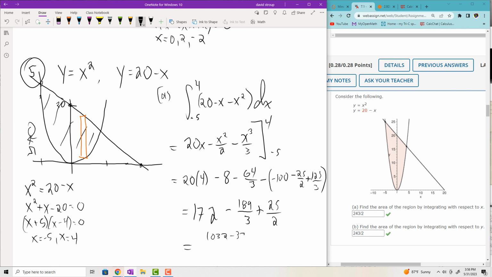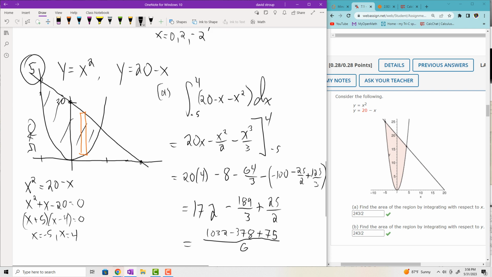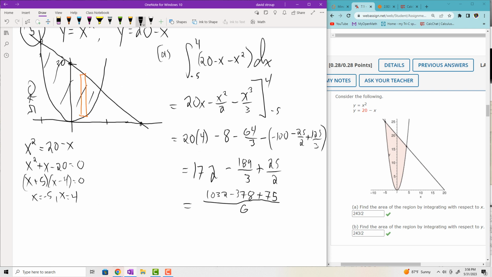2 minus 378. I'm not doing this in my head. I already have it written out, in case you're wondering. Oh, you must be really good at doing mental math. No. No. 729 over 6. 243 over 2.